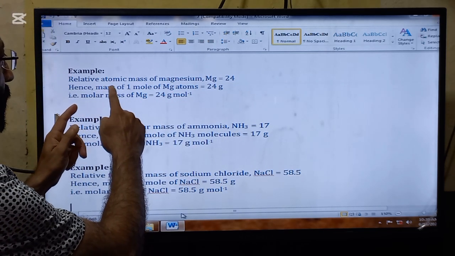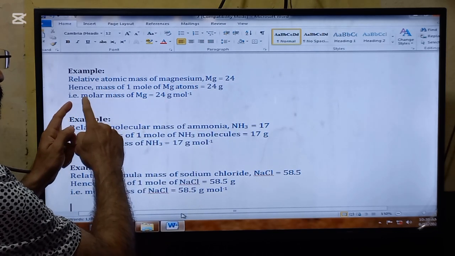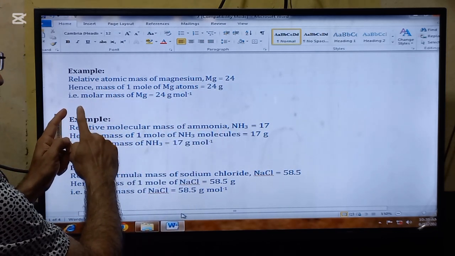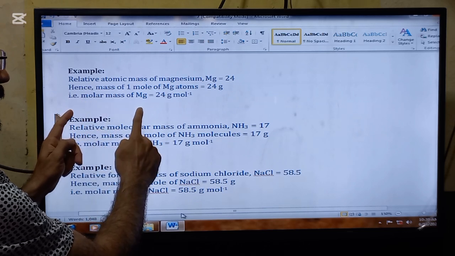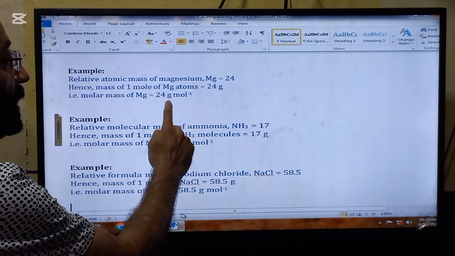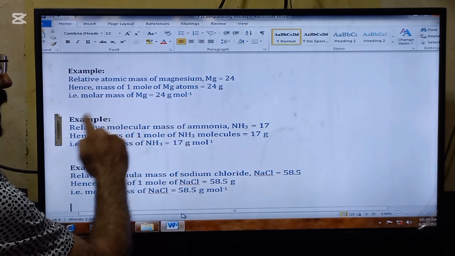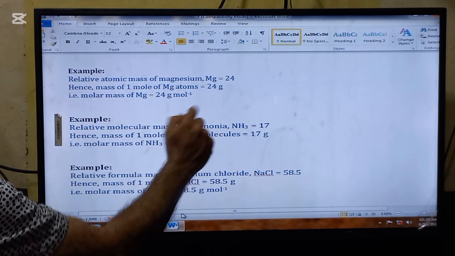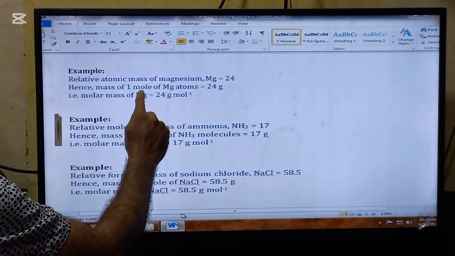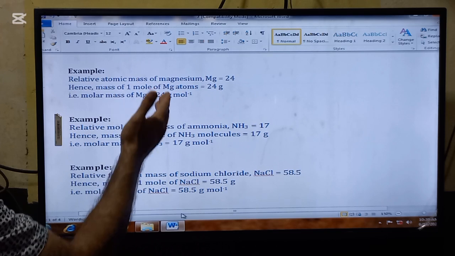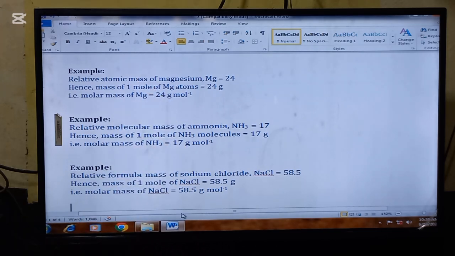Here is the relative atomic mass, but here is the mass of 1 mole, so that's why gram is placed. And now the molar mass of magnesium is 24 grams per mole. So we will put the unit grams per mole with the molar mass. If only the mass of 1 mole is given, that will be in grams. And if the relative atomic mass is given, that will be just 24. This same pattern will be used in the next question as well.